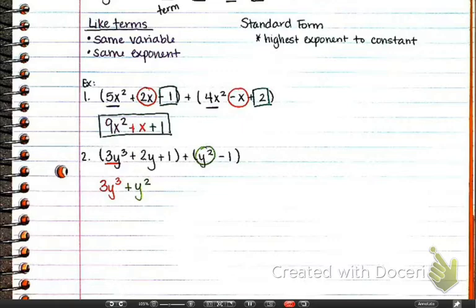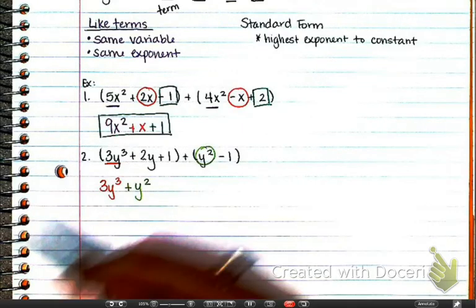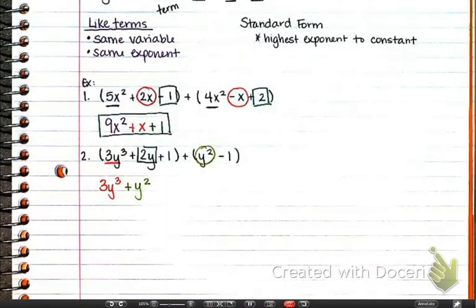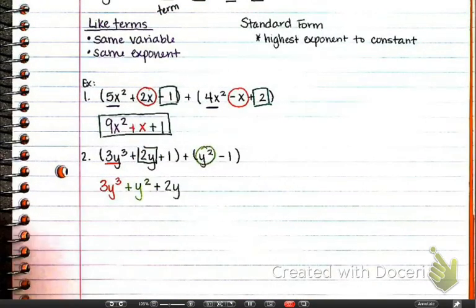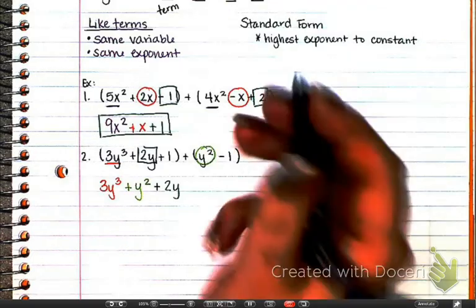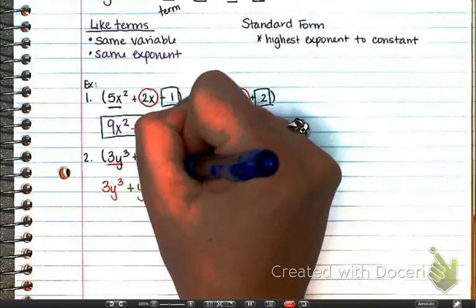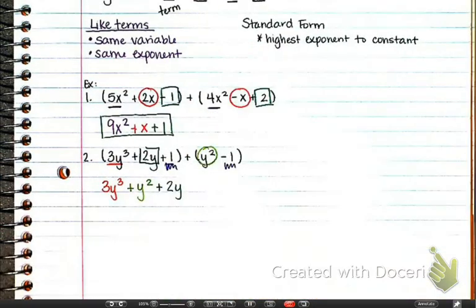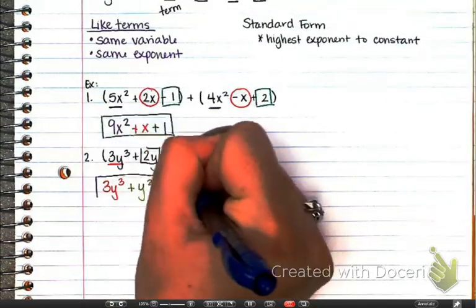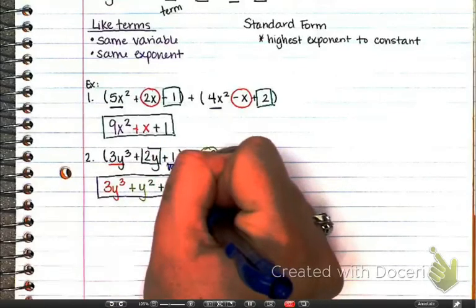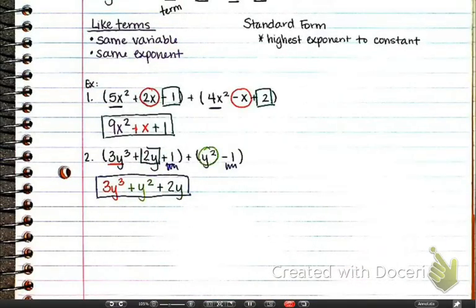What's after that? The 2y. Is there anything I can add with that? Nope. And last, my constants. 1 minus 1, 0, so I don't need it. Okay, so highest exponent to constant.